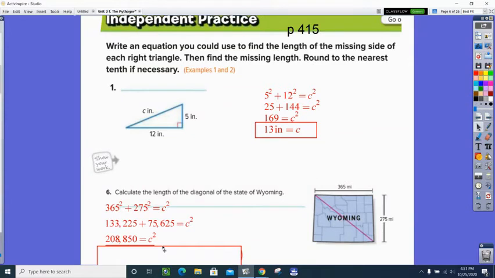To undo that second power, we are going to need to take the square root of 208,850. And when we do that on the calculator, you'll see 457.0010 and other numbers as well. But if we're going to round to the tenth, it'll actually look like this was a perfect square because it'll come out to 457 miles-ish.